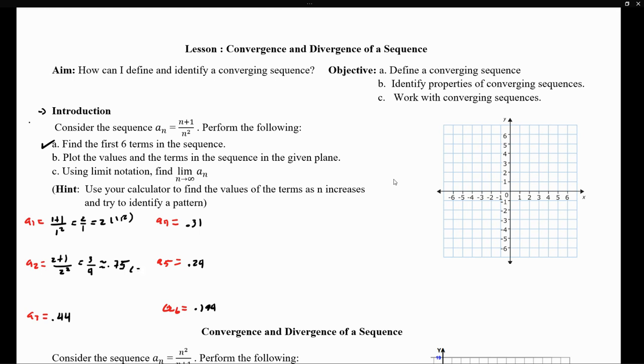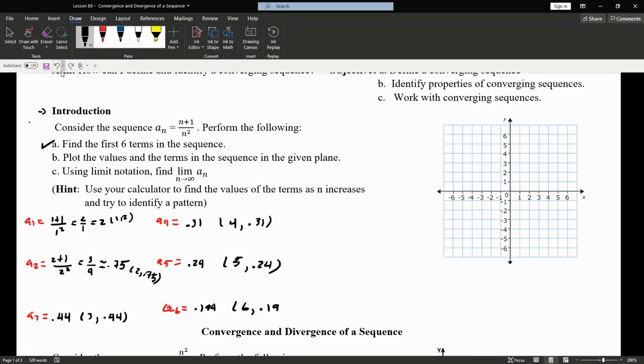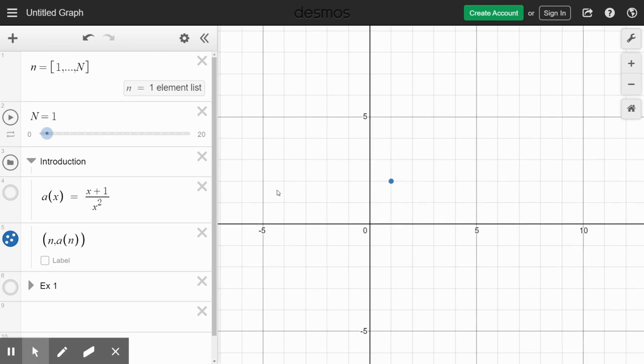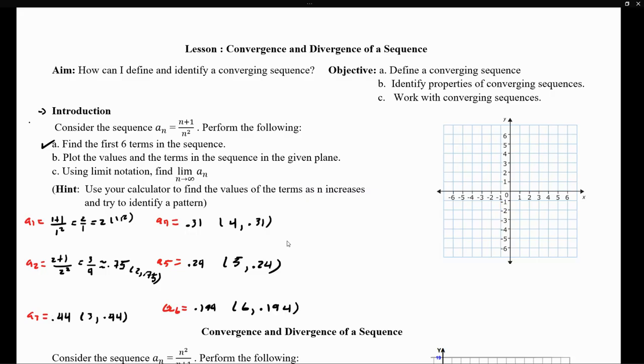From here, I would have got a coordinate point at 2 comma 0.75. From here, I would have got a coordinate point at 3 comma 0.44. From here, 4 comma 0.31, 5 comma 0.24, and 6 comma 0.194. So these are going to be the coordinate points that I'll be reflecting on my Desmos activity. So that's exactly the first point. So this is when n equals 1.